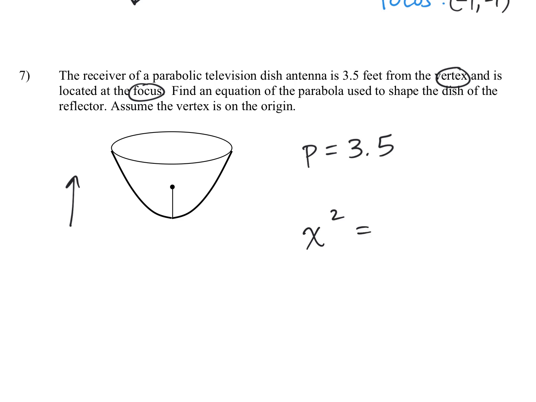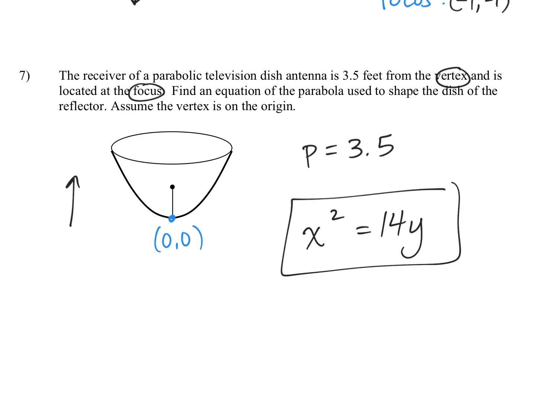We can see that this parabola opens upwards, which means x squared is going to be on our left side of our equation. And on these problems, what we've been doing is we've centered them at the origin whenever possible. So we know x squared is going to equal 4py. Well, p is 3.5, so 4p is 14. So x squared equals 14y is our equation. We are done.